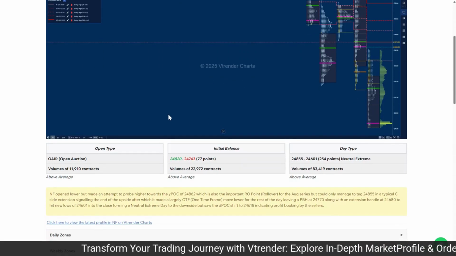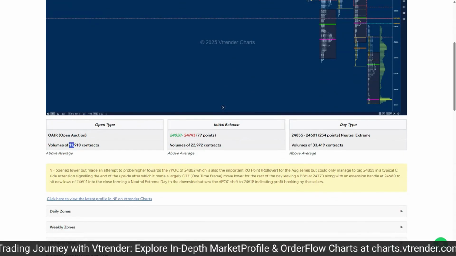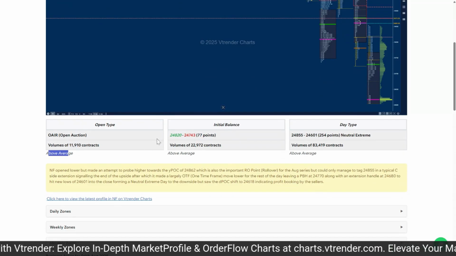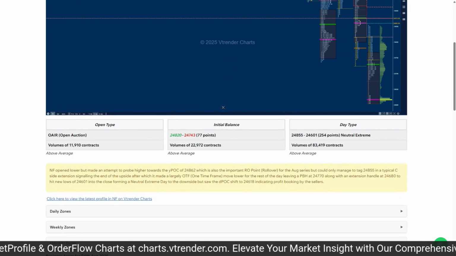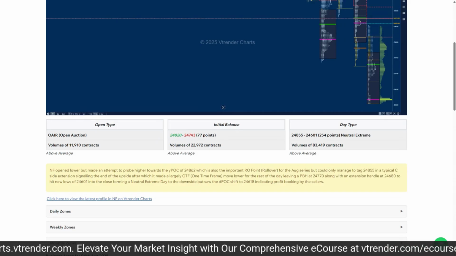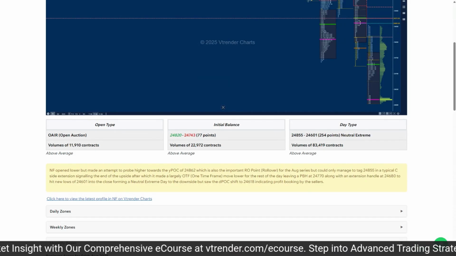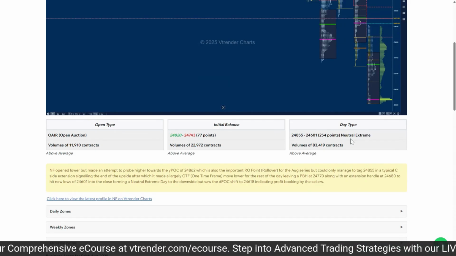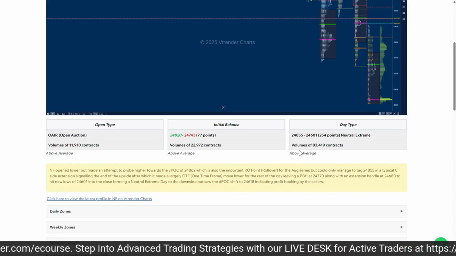So in the daily report, we have the open type, which talks about the volumes of the open type, which was above average on Friday. We give the initial balance range. You can see how we made an attempt to probe higher, but then it got rejected. We again went on to break lower and closed below the IBL. Volumes were above average even in the initial balance, and the day type was a neutral extreme profile. And we clocked above average volumes on the daily also.